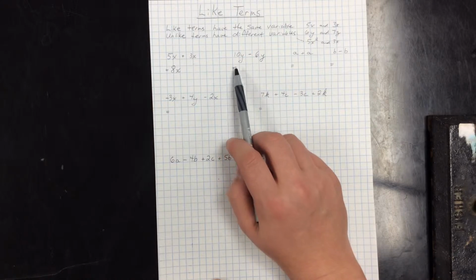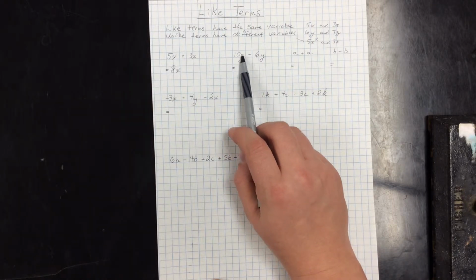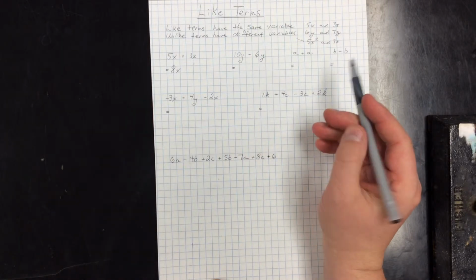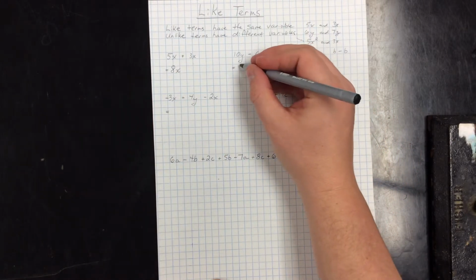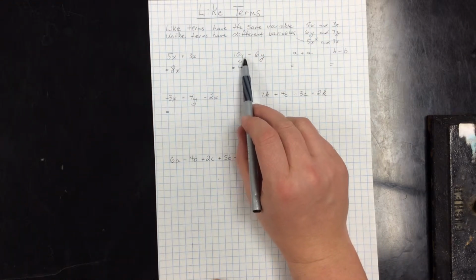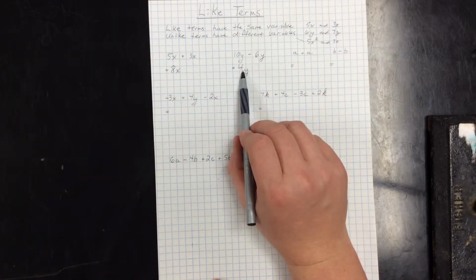The second one, we have 10y minus 6y. I find it helpful sometimes to put a name in for the y. If I have 10 yo-yos, I lose 6 yo-yos. How many yo-yos do I have? Well, 10 minus 6 is 4. I have 4 yo-yos. I have 4y. So 10y minus 6y gives me 4y.